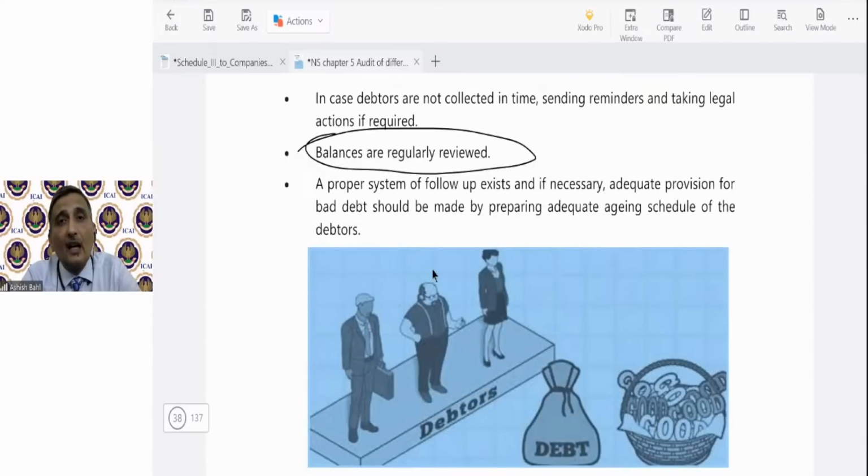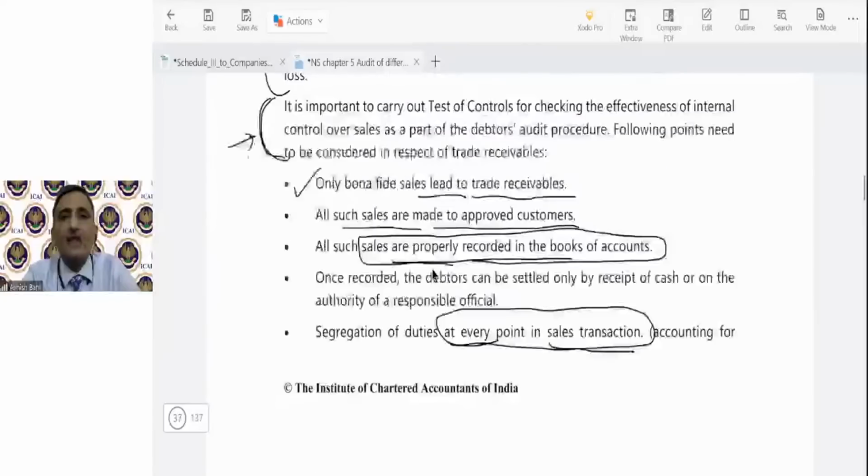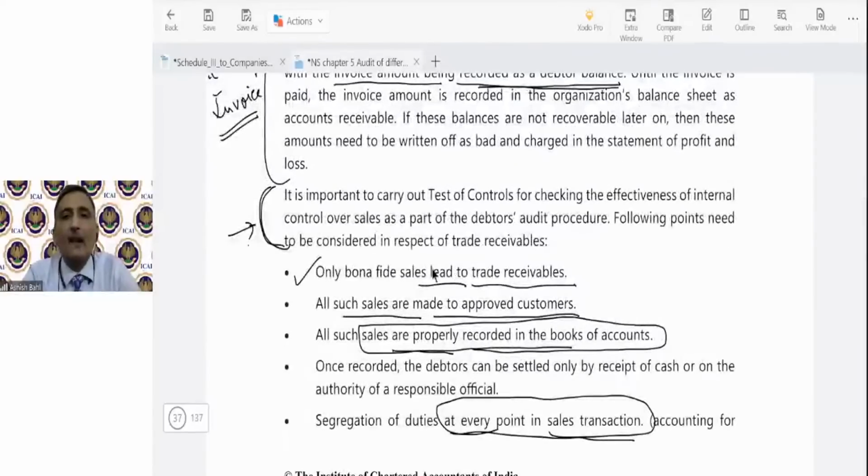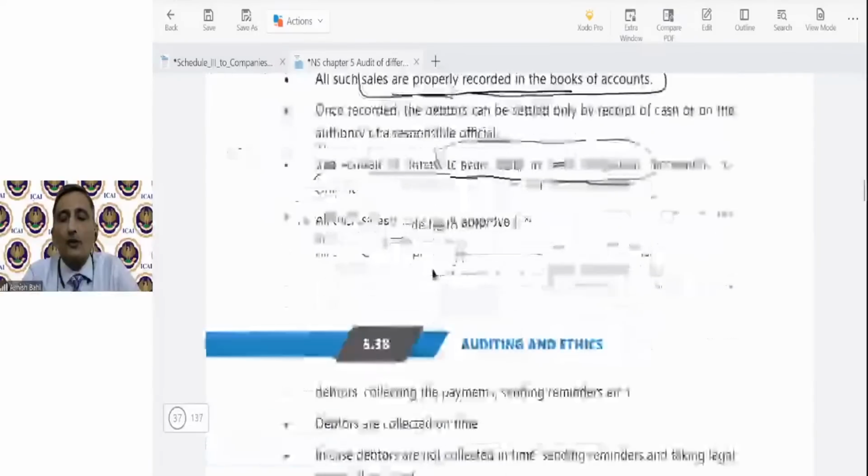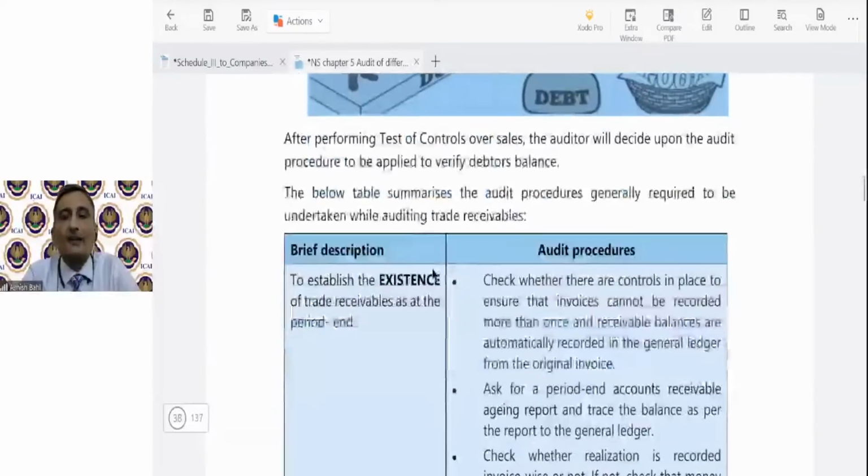Or if some matter is in litigation, it is in court, then what is the status? So all these things shall be seen by the auditor in respect of test of controls relating to trade receivables.